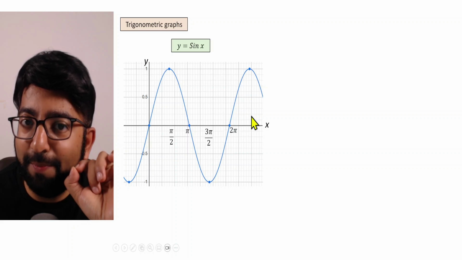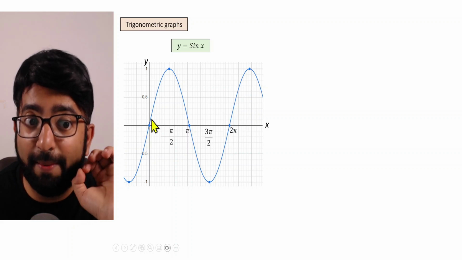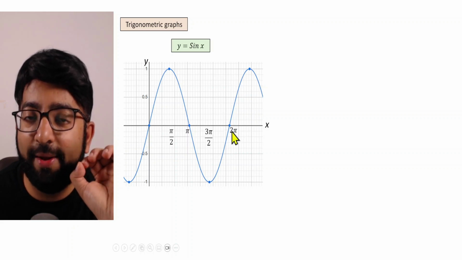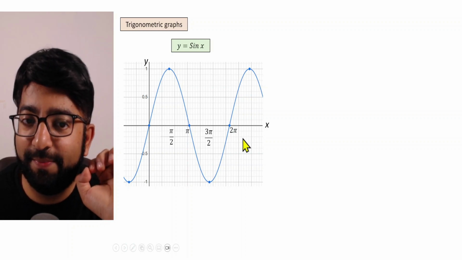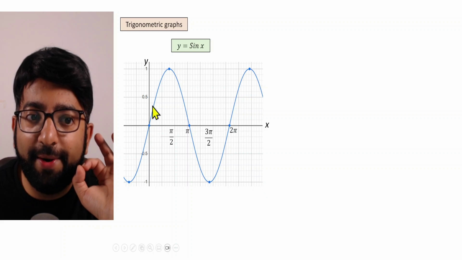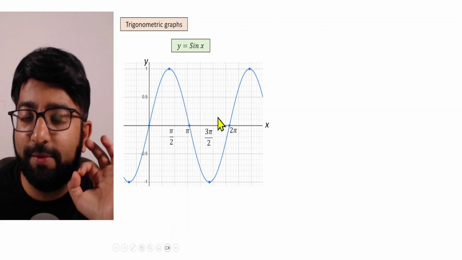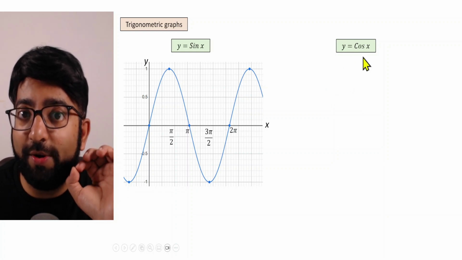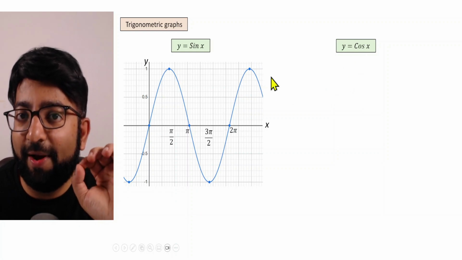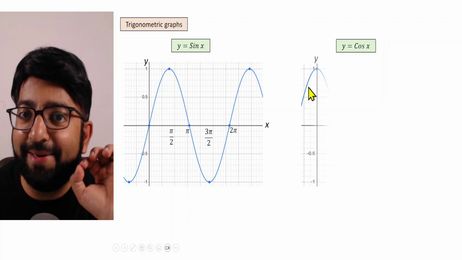In other words, in mathematics, we say that the period of sine x is 2 pi, because it is going to repeat itself after every 2 pi radians. But for physics, all we need to remember is just the general shape of the graph. On the other hand, y is equal to cos x. The shape of y is equal to cos x is exactly the same as y is equal to sin x, but there is a slight difference.